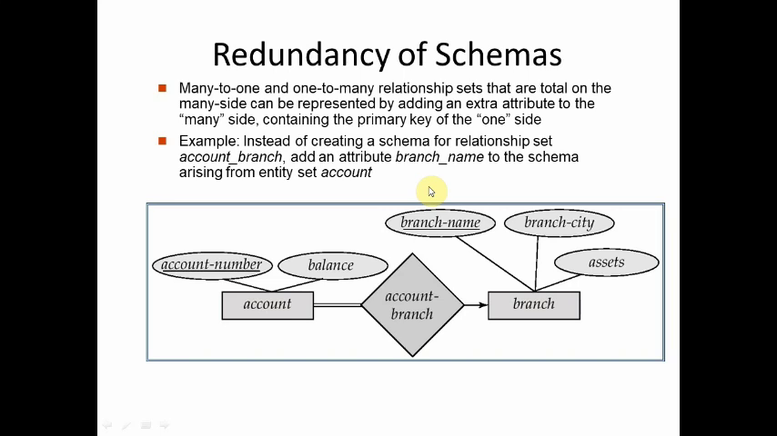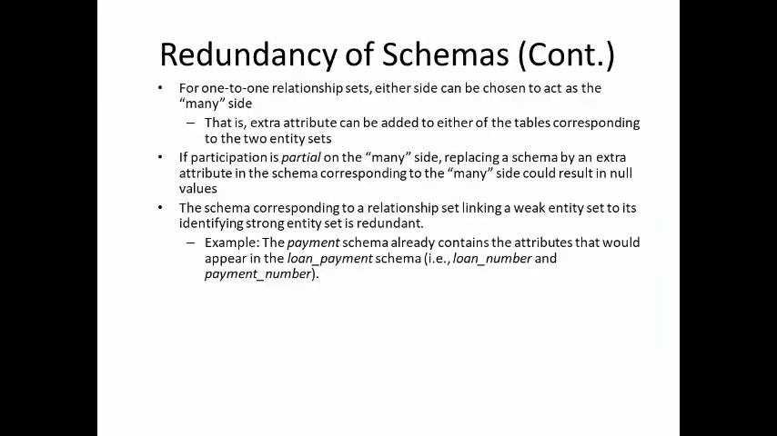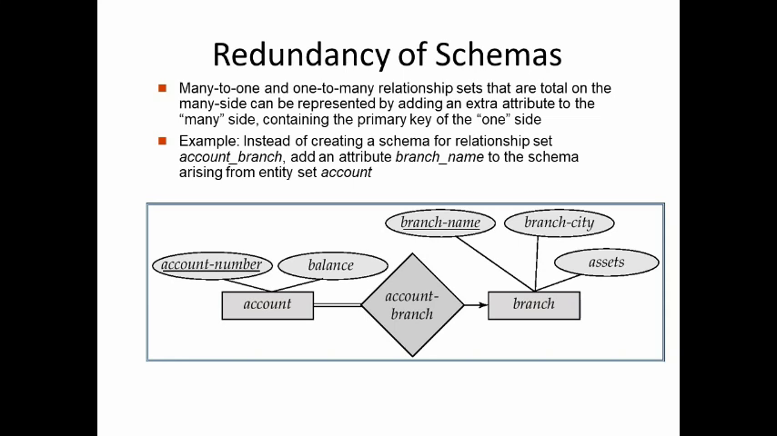Now here we have an example where we have total participation, and here we have account and branch. You can see the arrow represents 1, right? Now every entity is given its own attributes. Now that's a redundancy of schemas, that is many to one, one to many. Example, instead of creating a schema for the relationship set account branch, add an attribute branch name to the schema arising from that. So you can also add the branch name itself.